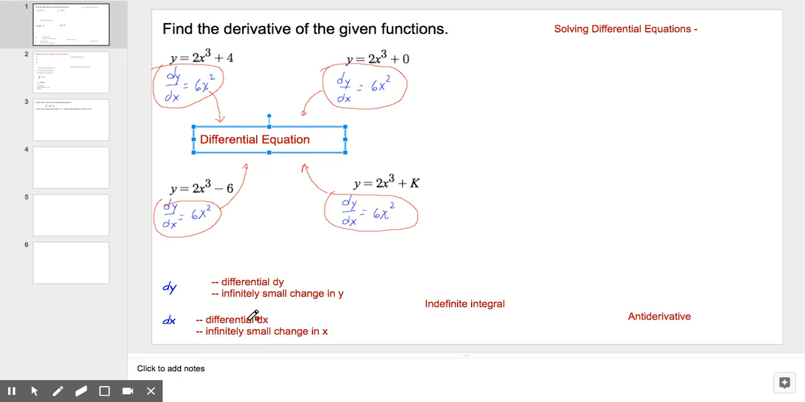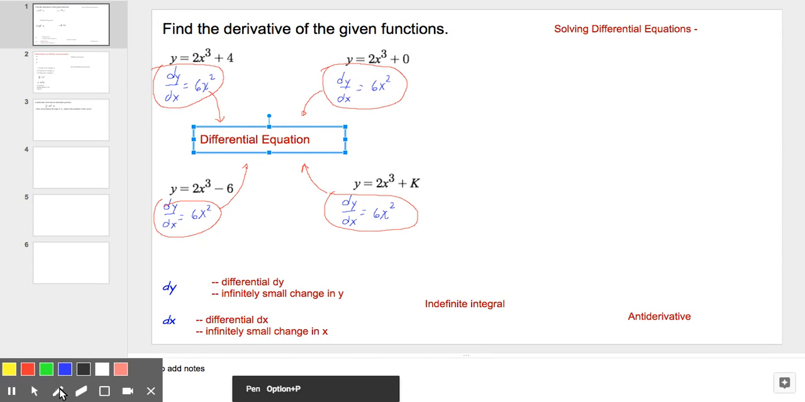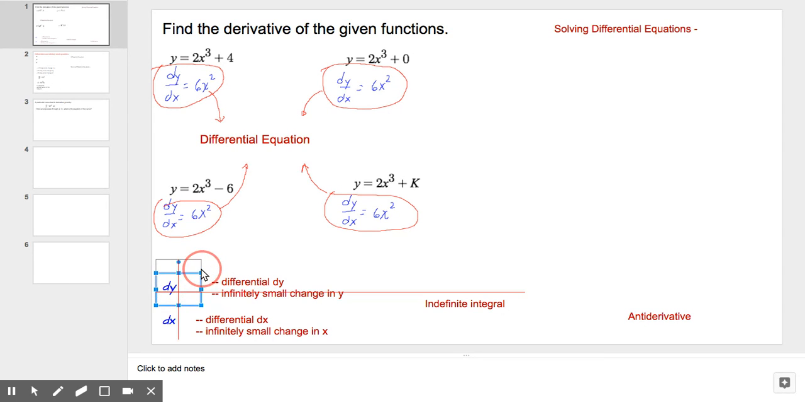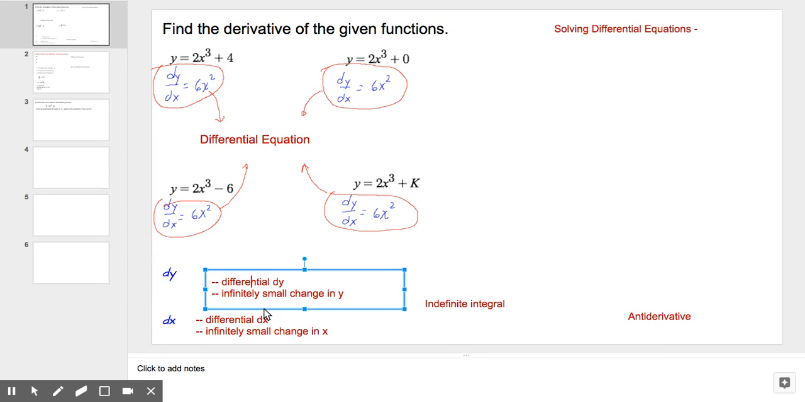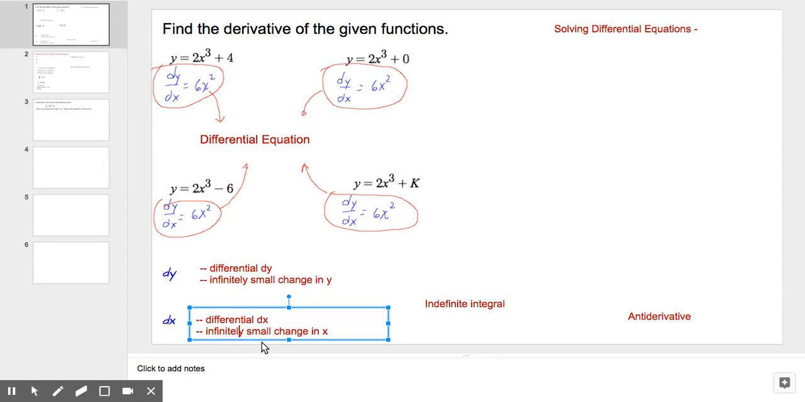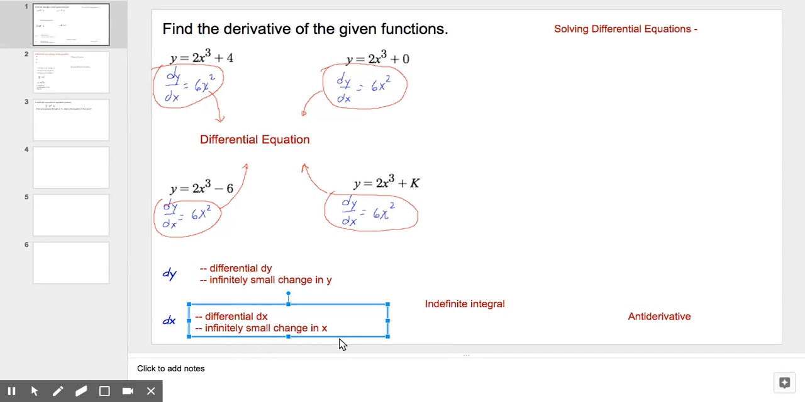Okay. Now, what is a differential equation? Well, first of all, what is a differential? Well, whenever we have dy, we call it differential dy. So dy means differential dy, and it means infinitely small change in y. And whenever we see dx, we can think of that as differential dx, and the meaning of that is an infinitely small change in x.